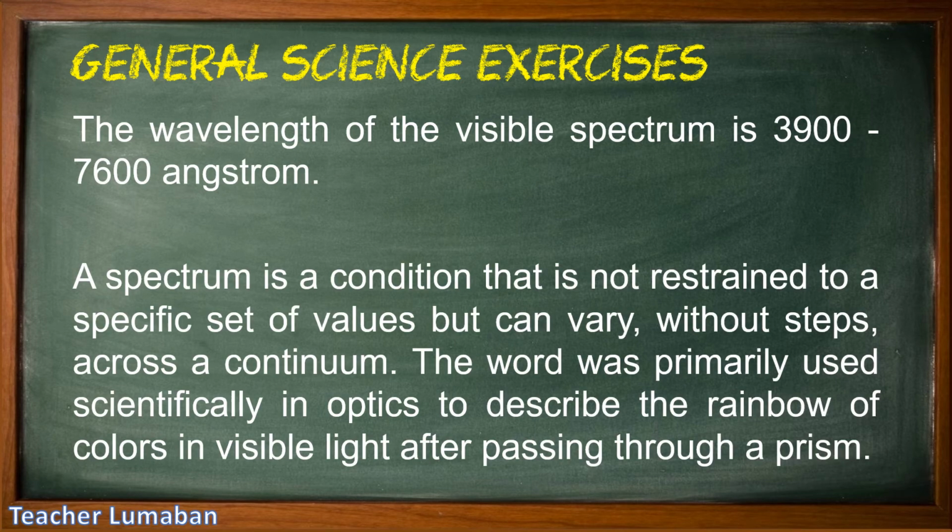A spectrum is a condition that is not restrained to a specific set of values but can vary, without steps, across a continuum. The word was primarily used scientifically in optics to describe the rainbow of colors in visible light after passing through a prism.